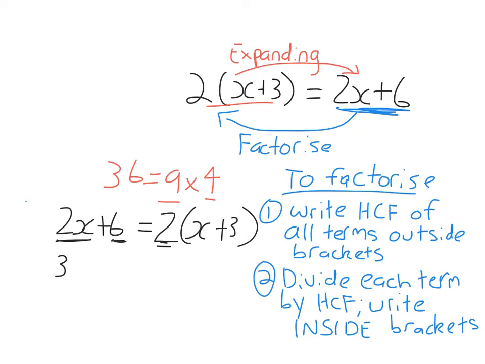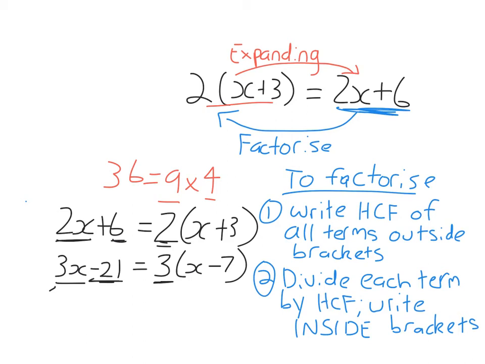Let's say I have something like 3x minus 21. Okay, so the highest number that goes into 3x and also 21 is 3. 3 goes outside the brackets. So what do I times by 3 to get 3x? Just x. What do I times by 3 to get not positive but negative 21? Answer, negative 7.